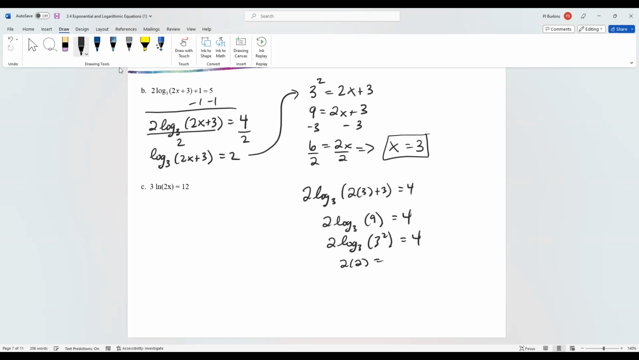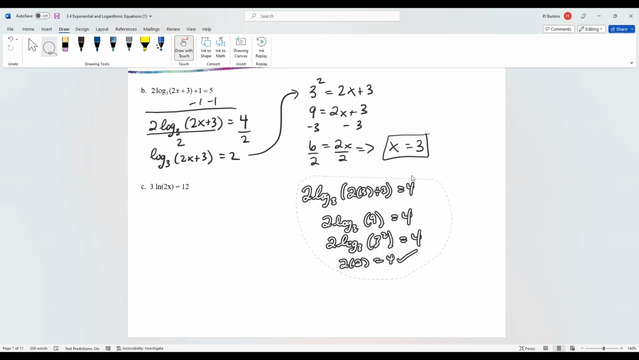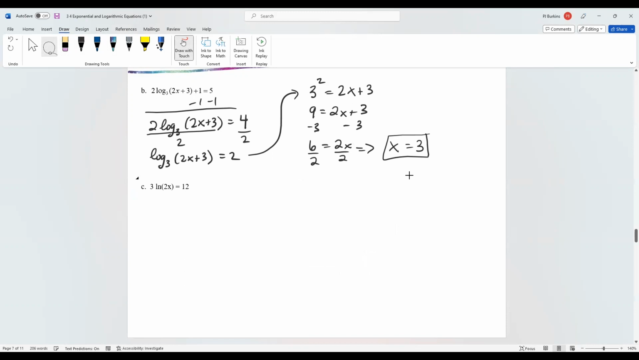So we get 2 times 2, and that is indeed 4. So it does look like that works out as well. So I'm just going to remove this so I can continue on with the next example here.